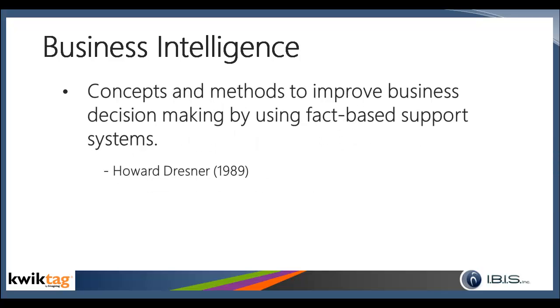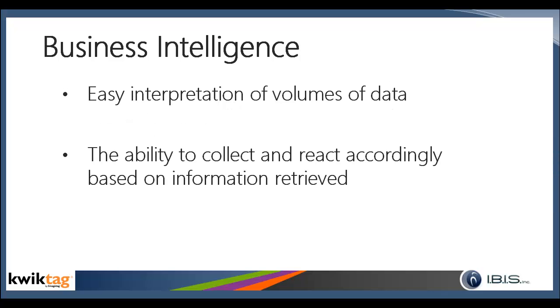Howard Dresner said that business intelligence is concepts and methods to improve business decision-making by using fact-based support systems. So I want to point out here, decision-making. If you cannot use your data to actually assist you in making a decision, then you've just created some data that's pretty useless. It's pretty data, but if it doesn't help you in some way, it's not really going to be very important to you. Business intelligence is often referred to as an easy interpretation of volumes of data. So we're not looking strictly at one transaction. We're looking at a group of transactions over time, over a grouping of customers or vendors. There's some kind of grouping or category or trend that we're looking for, and it is the ability to collect and react accordingly based on information retrieved. So again, reaction.